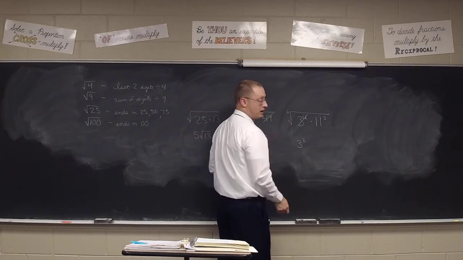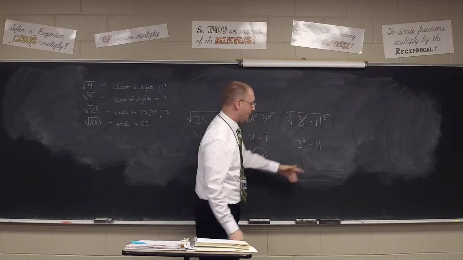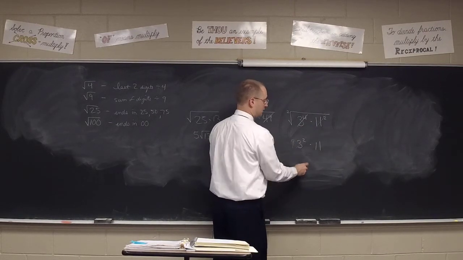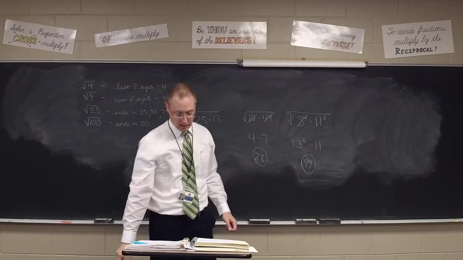The square root of 11 squared, 11. Again, if you wrote it as a 121, the square root of 121 is 11. This is 9, and so our final answer is 99. And notice we were able to take the roots completely here.